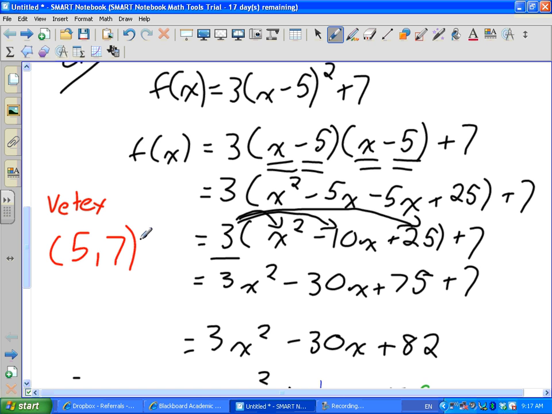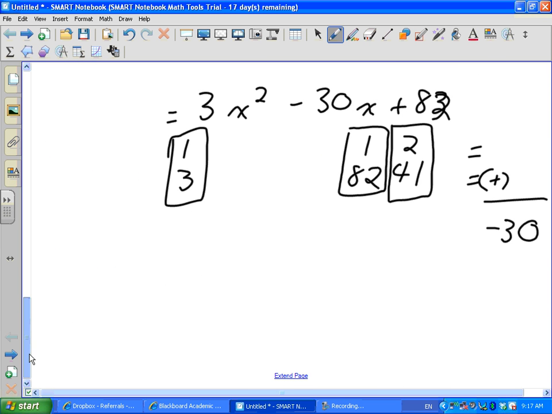So our vertex is 5 and 7. We do know that. Okay. So we take that information. We are unable to find what our zeros are here. There is one other thing we can find that we haven't tried yet.